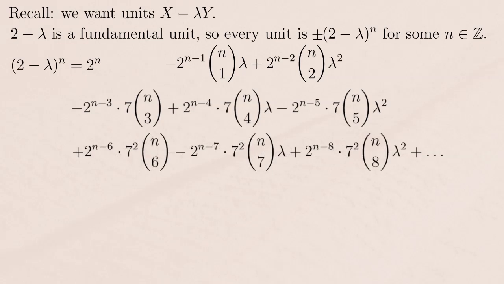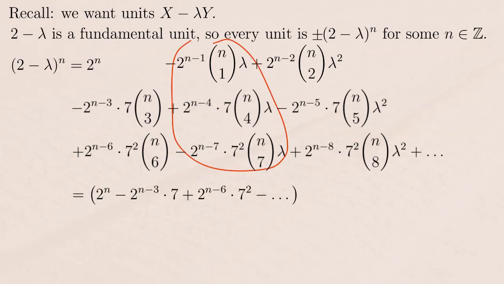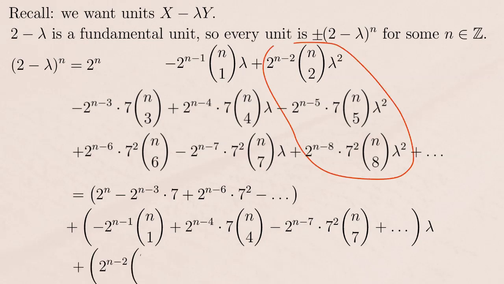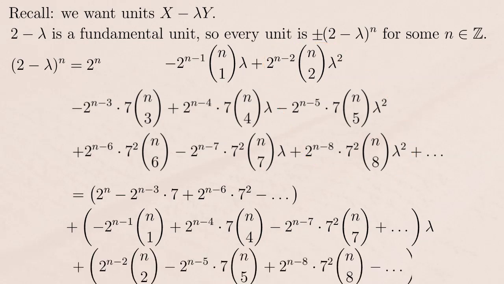And the reason we did this was as follows. We can now write down all the terms in this sum that don't contain lambda. Then we can write down all the integer multiples of lambda. Then we can write down all the integer multiples of lambda squared. And that's the entire sum. So let me just tidy that up a bit.